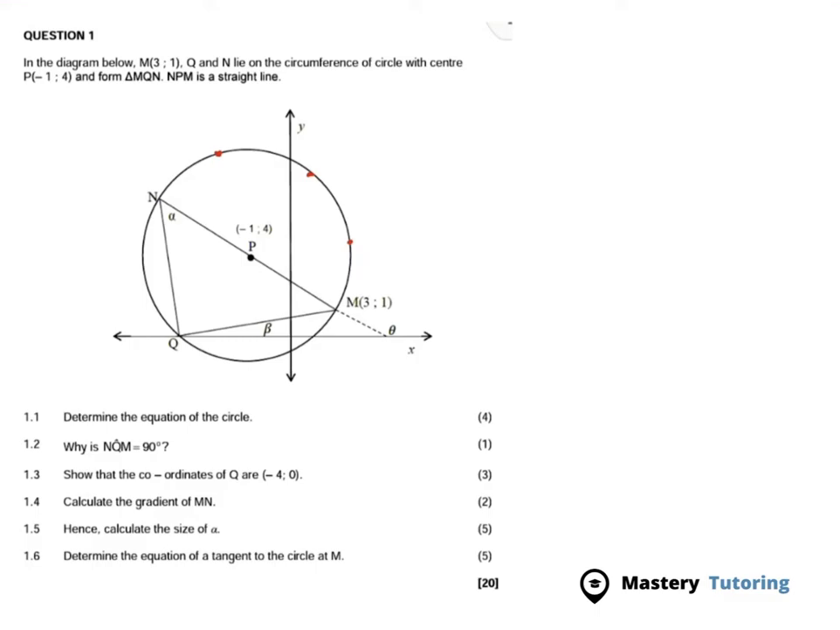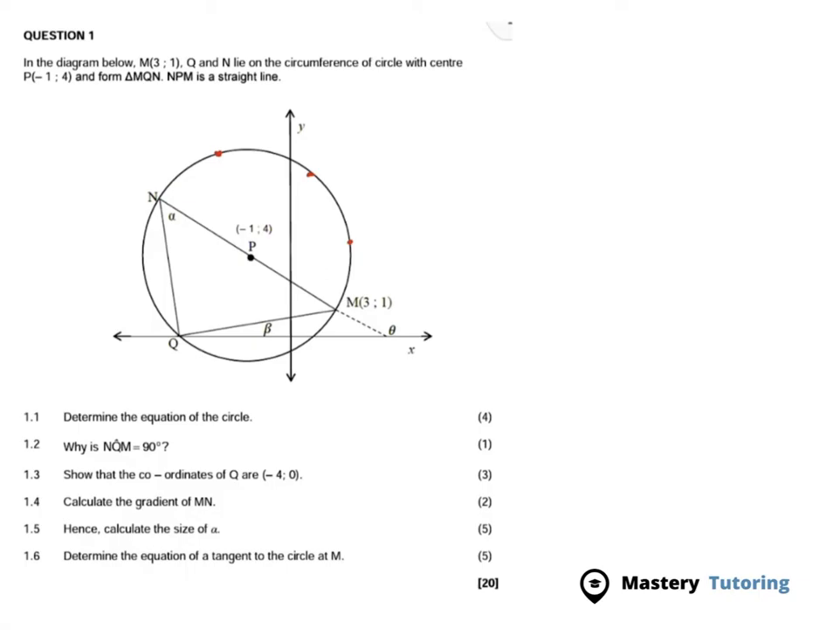All right. And then it says, the circle with center P. Now we know that P is the center of the circle. It is also a midpoint between N and M, and forms triangle MQN. NPM is a straight line. Now the first question says determine the equation of the circle.